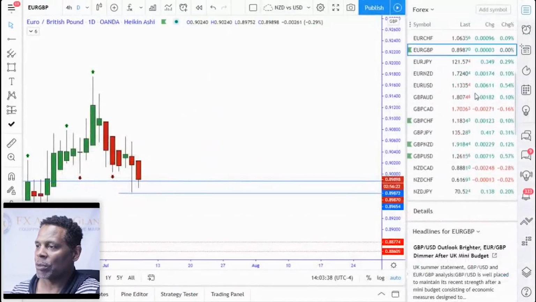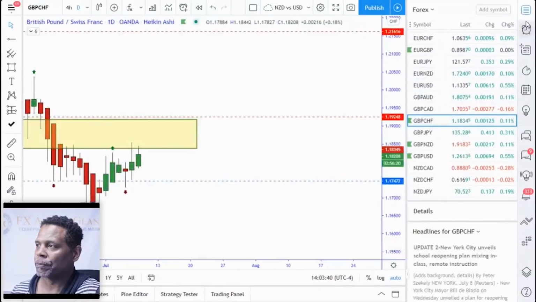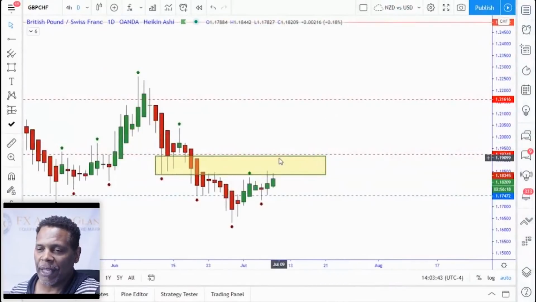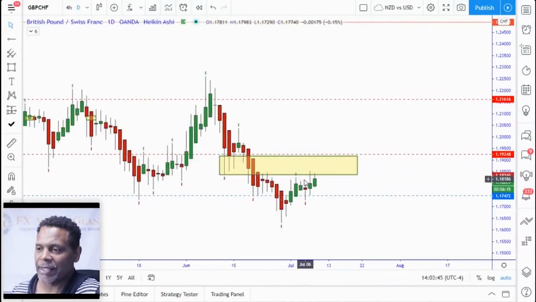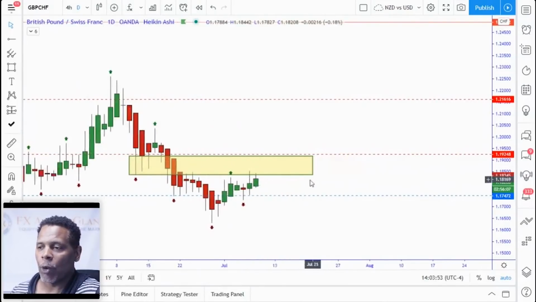I'm just looking at the ones I'm looking at, this pound Swiss franc. Same thing here. We're looking at this fractal bounce. You can see the big zone. I think we got a little bit of time here. I don't think we'll see this in the next day, might not even see this week. And I wouldn't go to the 4 hour yet on this. Okay. So I would look at this.